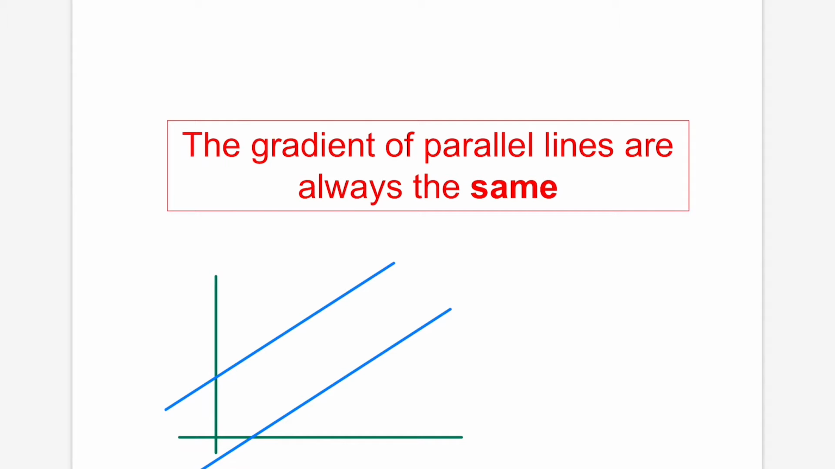So whatever it is on one that we're going across and then up, it will be exactly the same on the second one, which is why they're never going to meet. So the gradient of two lines, if they are parallel, will be exactly the same.